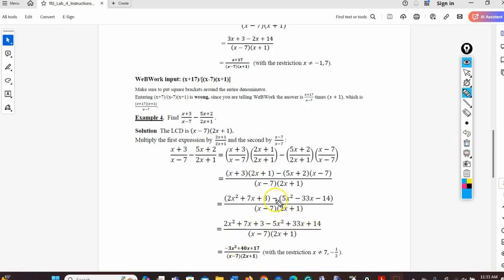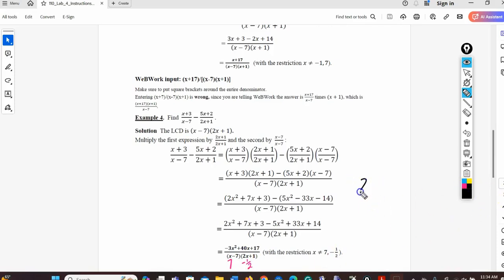And of course, here you have to distribute the negative sign through to every term. Okay. So that's what it would look like. And of course, we have our restrictions there. I think everyone can see that x is not allowed to be 7, because if it's 7, it's going to make the entire denominator 0. We should also be able to see that x is not allowed to be negative 1/2.